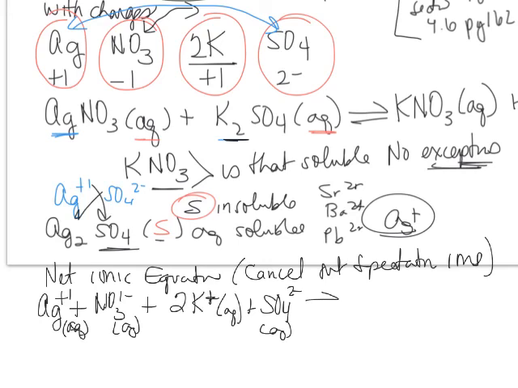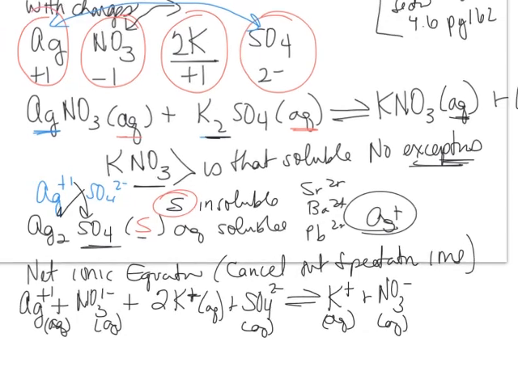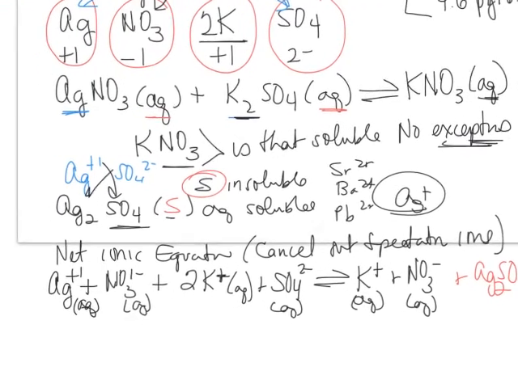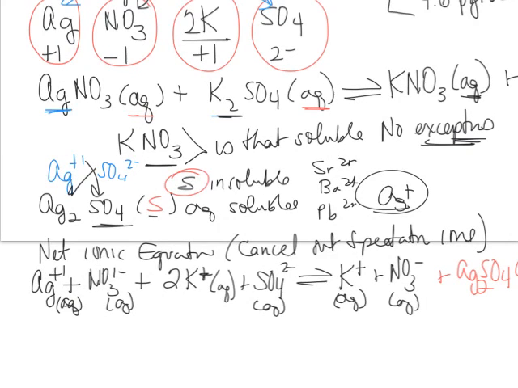aqueous, our double-headed arrow. We have aqueous here, so we're going to break this up into potassium plus aqueous, plus NO3 minus aqueous, because of the aqueous. And then we don't break that one up, because it's solid. So we're just going to go plus silver sulfate solid. Now, any ion or cation that you see on the reactant side and also the product side, oh, did you see what I did that was wrong?